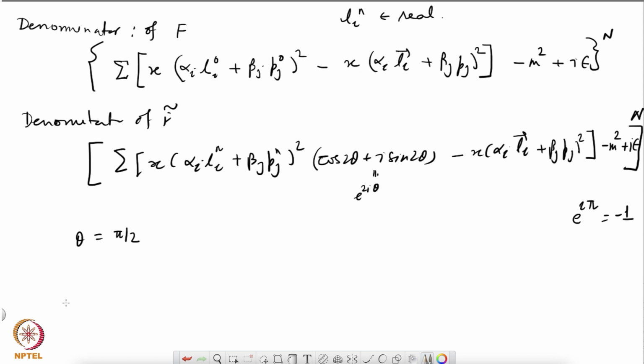Okay, so it is well defined for theta equal to pi by 2. Okay, this is what is Wick rotation. So let me write it down. So we have the denominator is a negative definite quantity, it is minus 1 power n times a positive definite, okay, because I have pulled out minus 1 power n, positive definite.